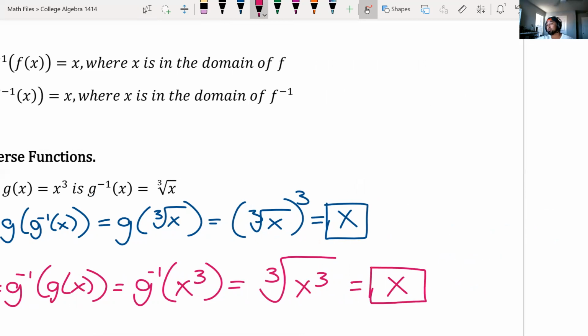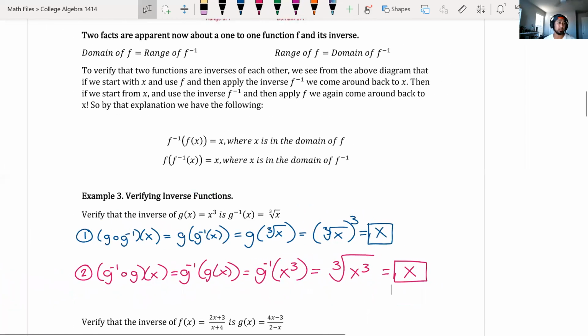They'll cancel. Okay, so composing one way and the other, we arrive at x. So what this means is that these functions are true inverses of each other. Any questions on that one?